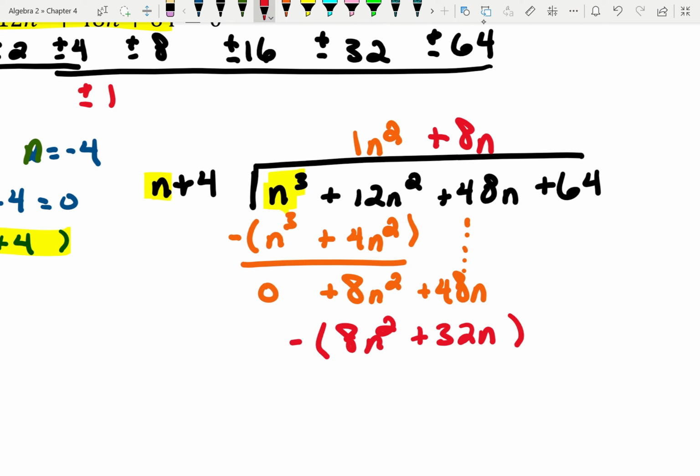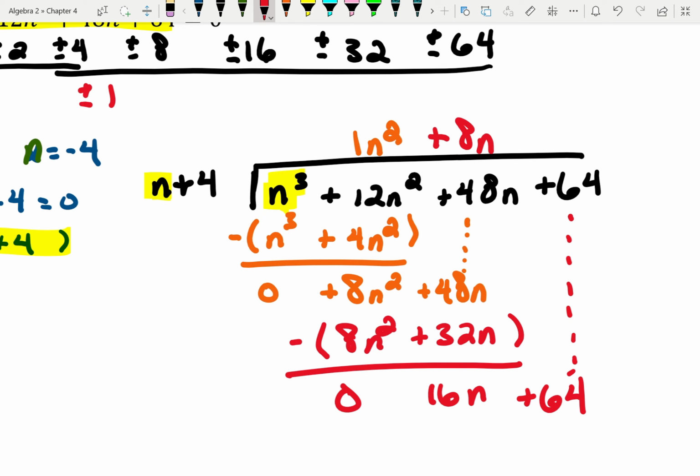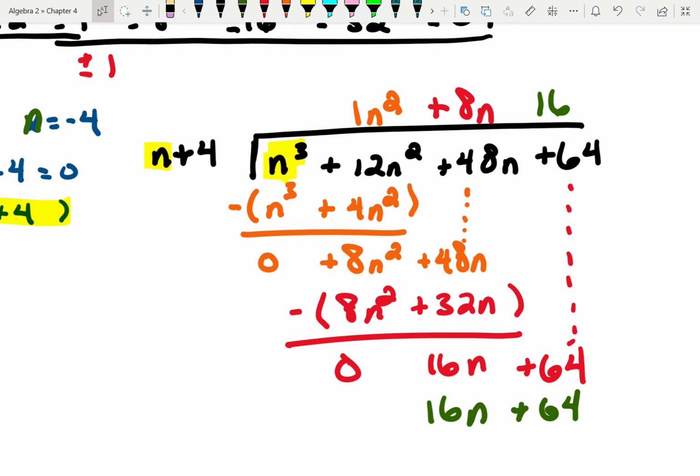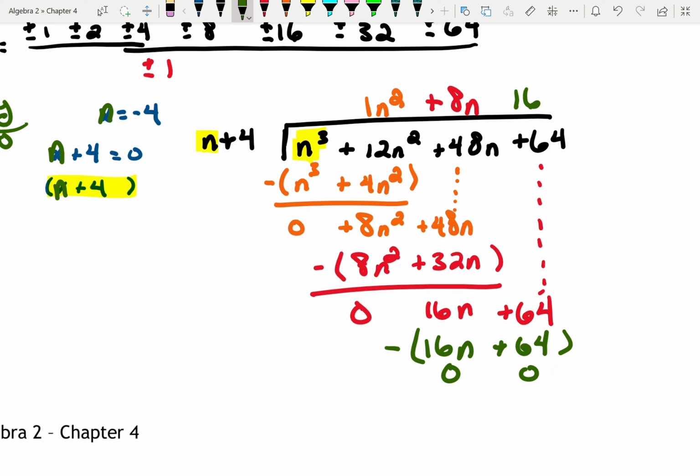Now I subtract this again. I get a 0, and then I'm going to have 48 minus 32, and that gives me 16n, and then I drop down the 64. Now lastly, I need to think again about what I would put here such that whenever I multiplied it, my n would be a 16n. Well, I'm going to need a 16 here. Then I distribute and I get 16n, and then 16 times 4 gives me 64. I subtract these and I get 0 and 0. So it all divided nicely.